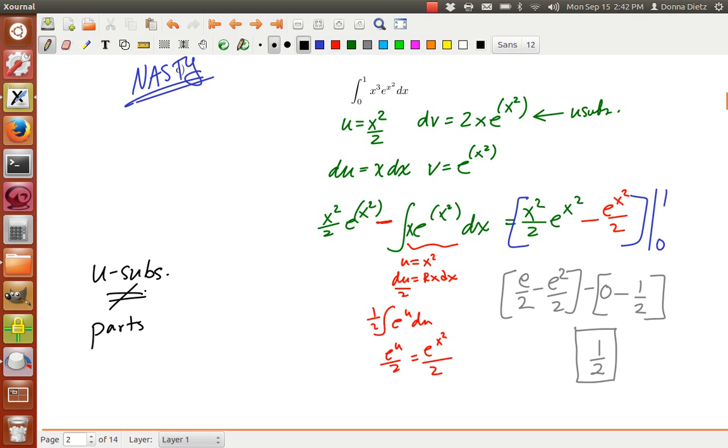And so you have to watch out. So if you start working a problem and you're just going nowhere and it's just completely nuts, just ask yourself if you're using u subs when you're supposed to be using parts, or trying to use parts when you're supposed to be using u substitution. And that's just a quick sanity check to make sure you're on the right track. Okay, hope that helps.